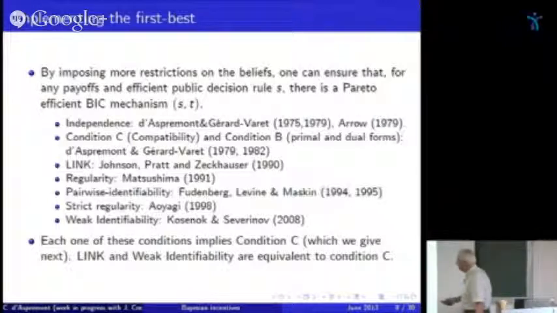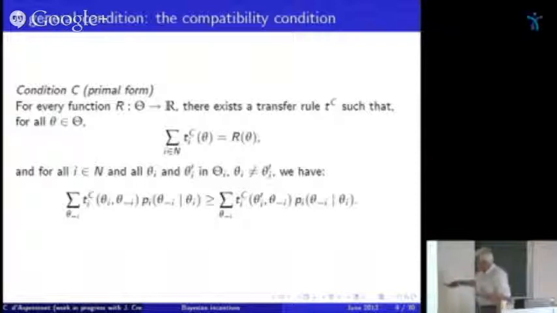I will concentrate on condition C, which was called the compatibility condition. This is because it is very simple to handle, but it is equivalent to a condition given in Johnson, Pratt, and Zeckhauser, which is called link, and to weak identifiability of Koznock and Severinov. Of course, each of these conditions may give you some additional results because they are stronger. So this is condition C.